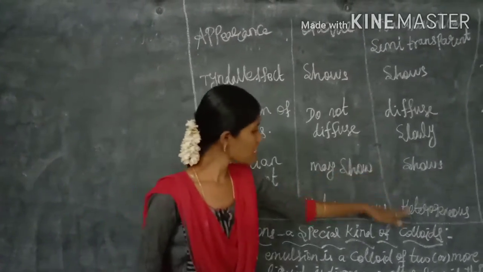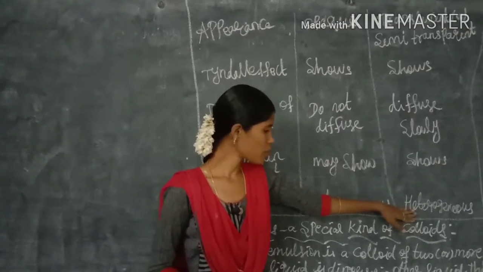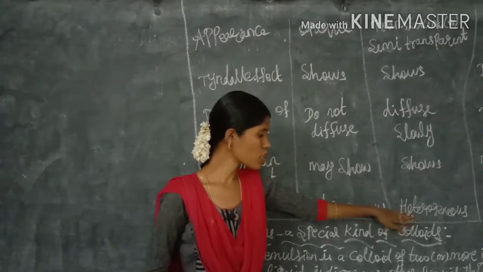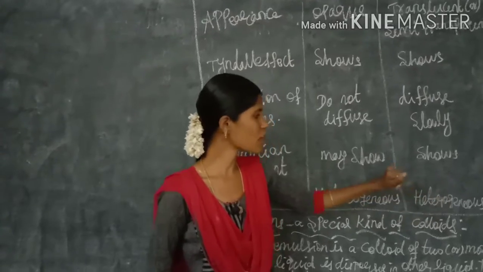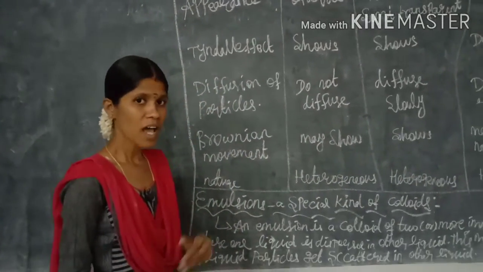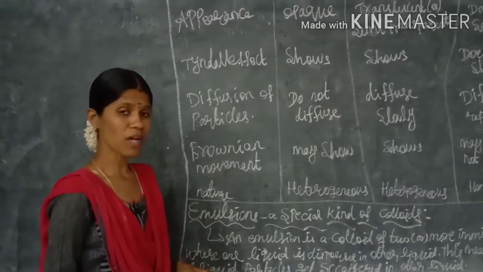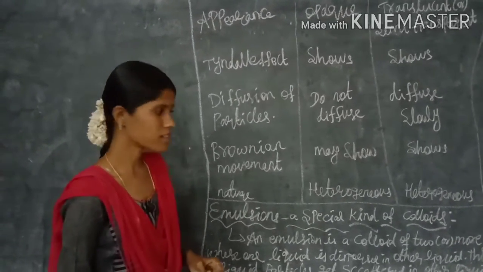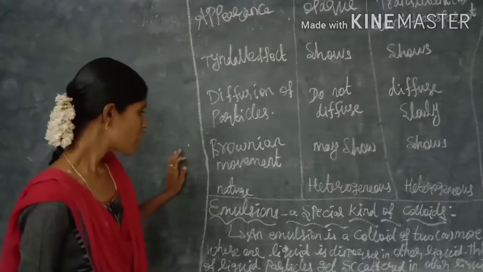Whereas a colloidal solution is made up of different types of particles, so it also refers to a heterogeneous mixture. And the last one, a true solution, is a homogeneous solution because it is made from the same kind of particles.